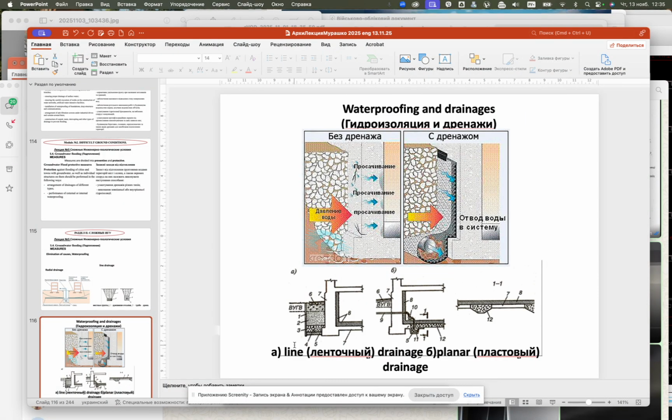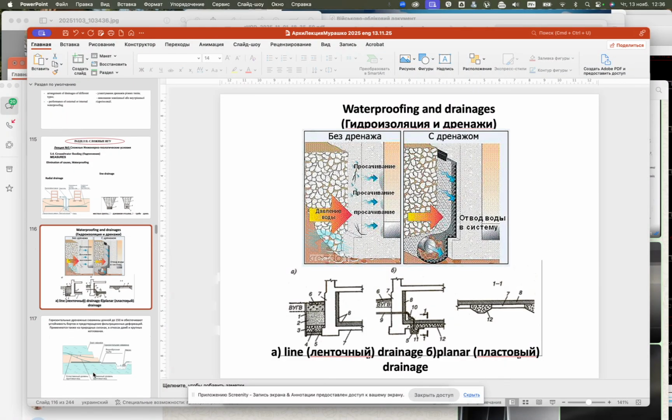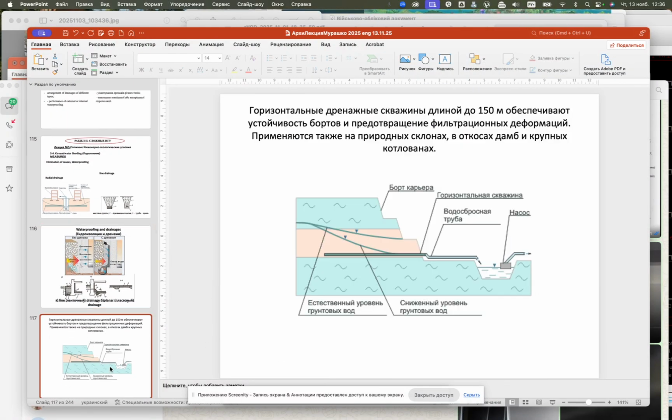So it can be used like line drainage or planar drainage. There are various parts, various solutions. Not the best solution when you are collecting the water from outside, from inside of the building, but sometimes it's the only possible solution to protect our building from the outer groundwaters. Another solution is the radial drainage, which we have considered previously.